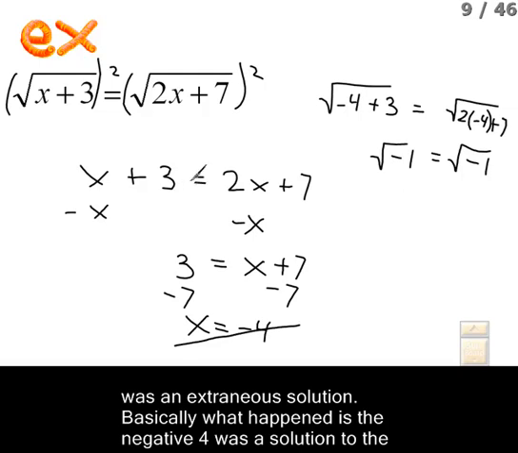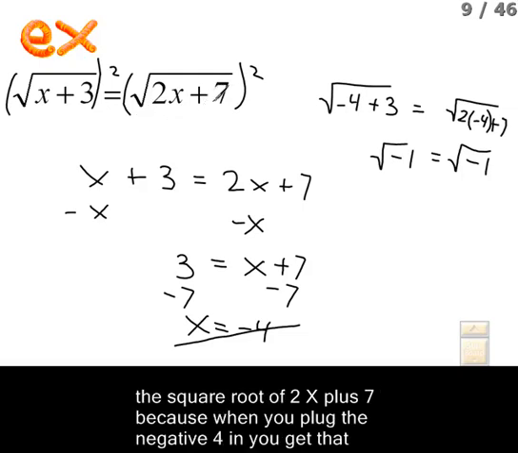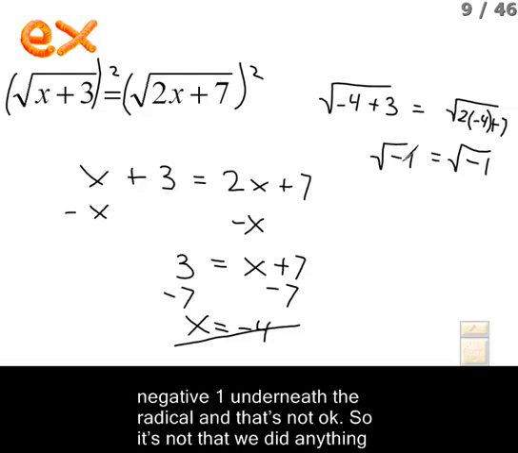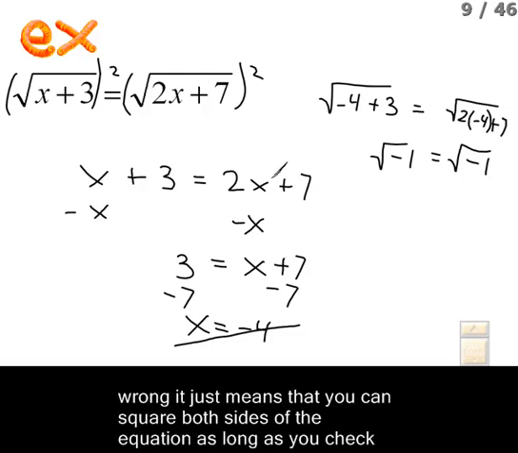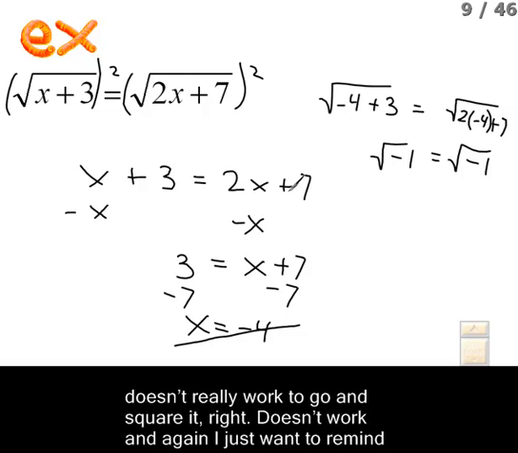Basically what happened is the -4 was a solution to the x plus 3 equals 2x plus 7, but it was not a solution to the square root of x plus 3 equaling the square root of 2x plus 7. Because when you plug the -4 in, you get that -1 underneath the radical, and that's not okay, right? So it's not that we did anything wrong. It just means that you can square both sides of the equation as long as you check for extraneous solutions, right? And when you have a negative underneath your radical, it doesn't really work to go and square it, right?